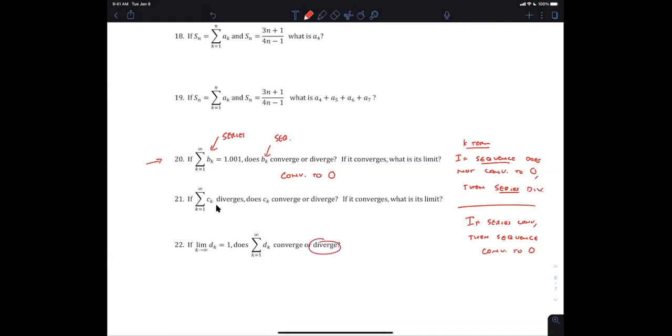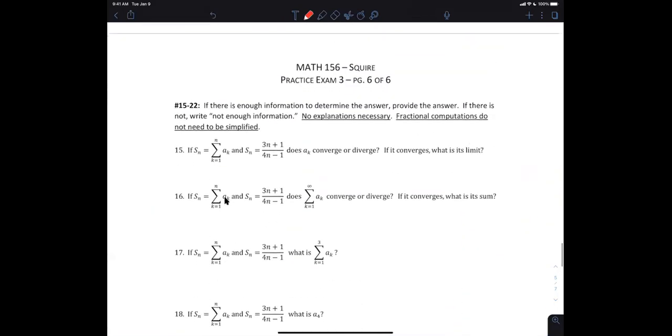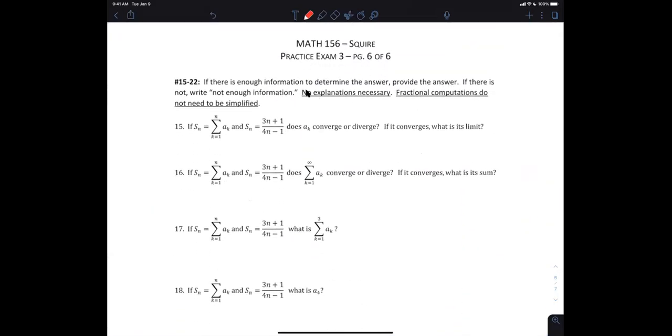On number 21, it tells you the series diverges. Well, okay, then we don't know whether the sequence converges or diverges, because 1 over k would converge to 0, but the sum of 1 over k diverges. But it doesn't have to. You could have a k-th term test one where the sequence converges to something else and the series still diverges. And so we don't know. The directions on this part were: if there's enough information, provide the answer. Otherwise, write not enough information.